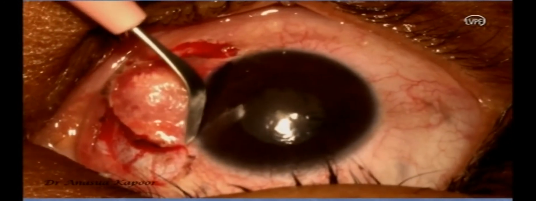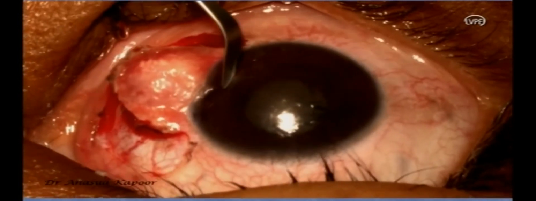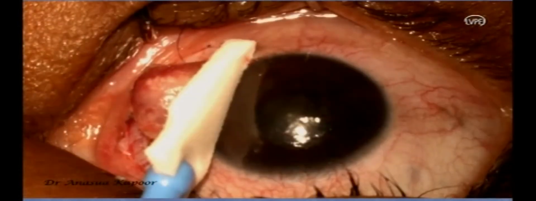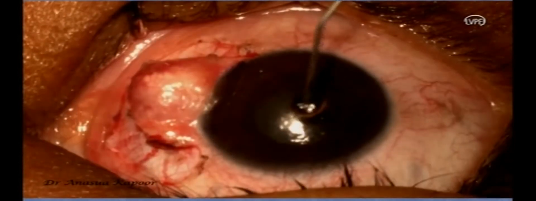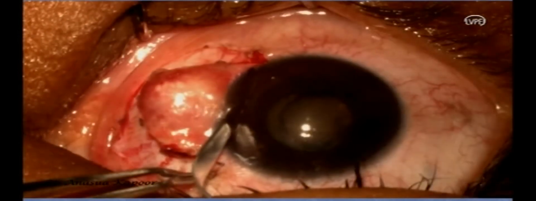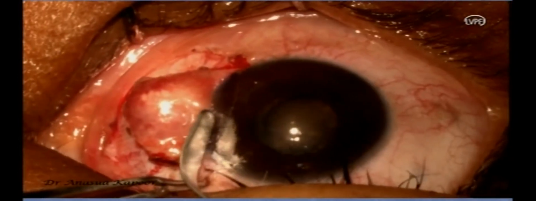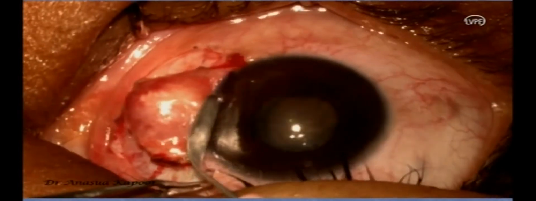I am marking the 2 millimeter area with the help of a crescent blade, followed by application of absolute alcohol with the help of a surgical sponge, which devitalizes the corneal epithelium. It becomes gray. Then, with the help of the same crescent blade, you can nicely scroll it up on the lesion.